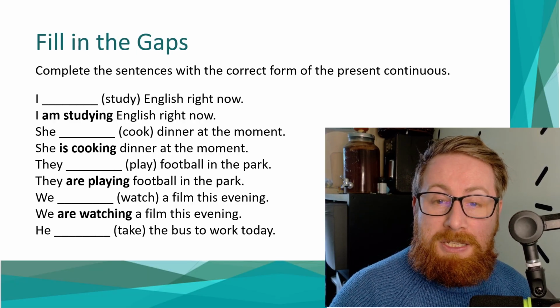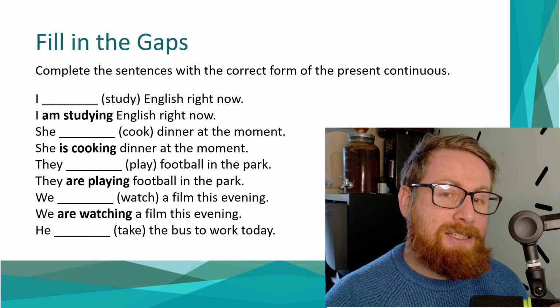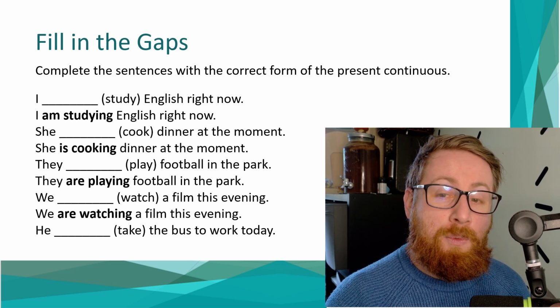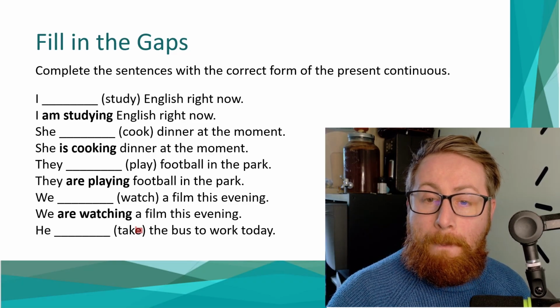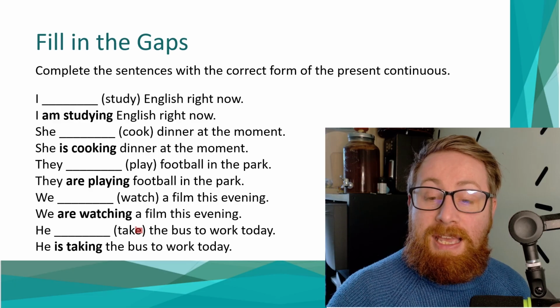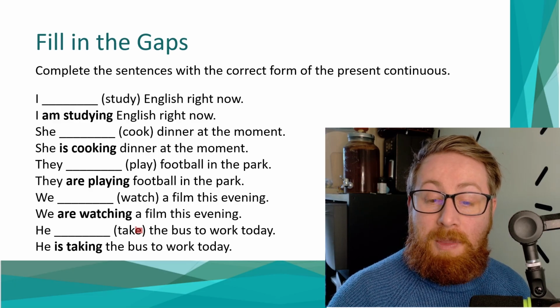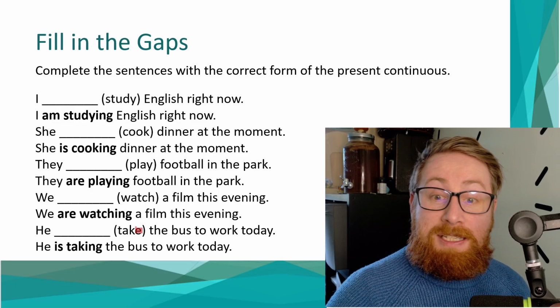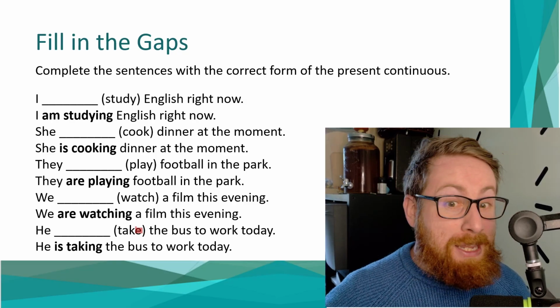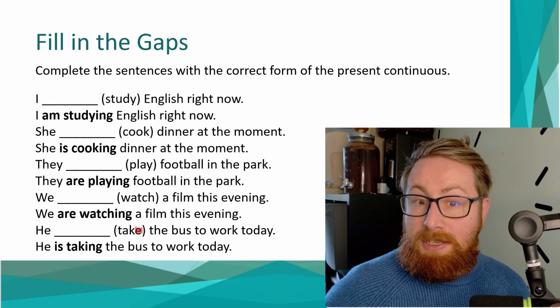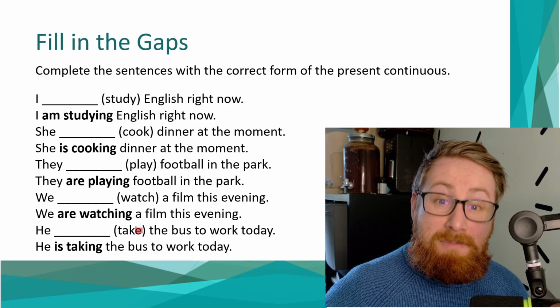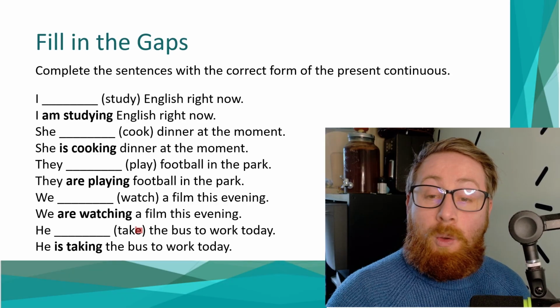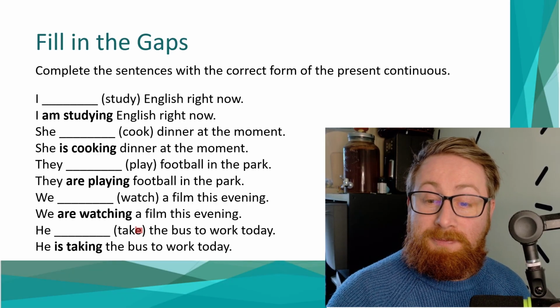He take the bus to work today. So if it's he, we're going to say is, and take, we've got to get rid of the E, haven't we? So if we remove the E, add ing, he is taking the bus to work today. Today suggests it's a temporary action. Maybe he doesn't usually take the bus, or maybe he doesn't go to work every single day. But today, he is taking the bus. Well done if you got those correct.